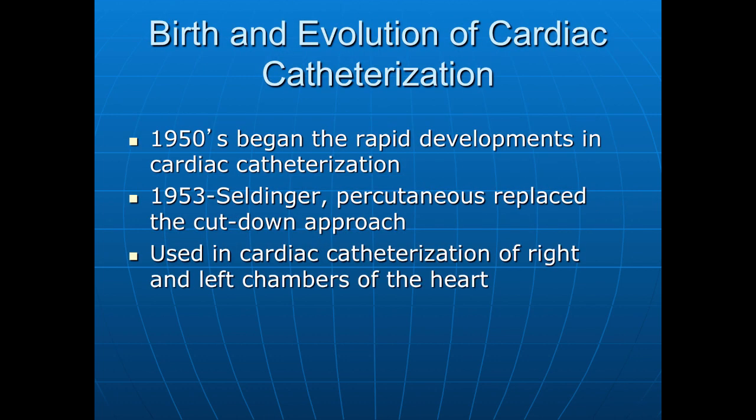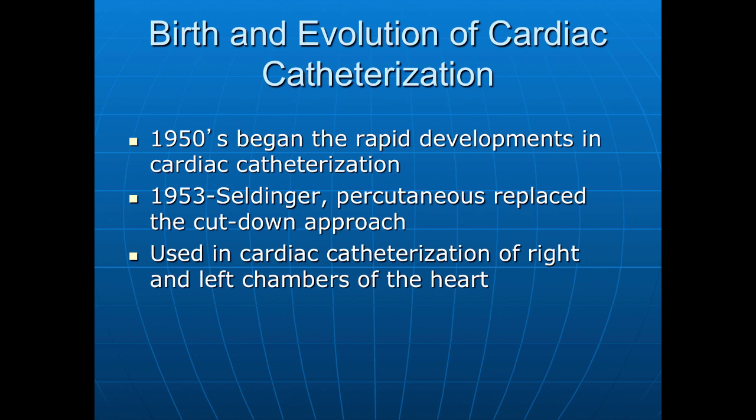So in the 1950s, we started seeing different things happen. That's when the rapid development in cardiac catheterization and angiography began. Prior to 1953, they had been doing a cut-down approach when they did these procedures, which was very time-consuming. It became more of a surgical procedure. You had to completely expose the artery or vein that you were working on, and then at the end of the procedure, all of those layers of tissue and fat and skin had to be sutured back.